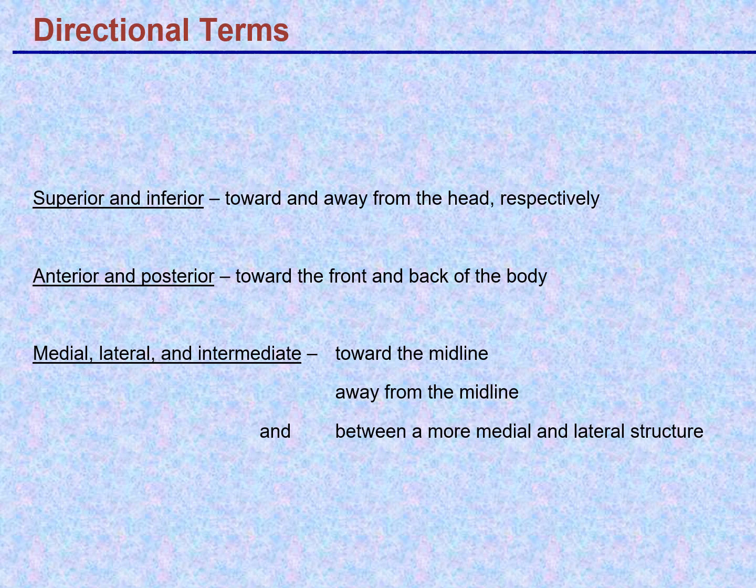Anterior and posterior is towards the front or back of the body. Medial, lateral, and intermediate. Medial refers to the midline. Lateral is away from the midline, in other words, to the sides. And intermediate is somewhere in between the medial and lateral.